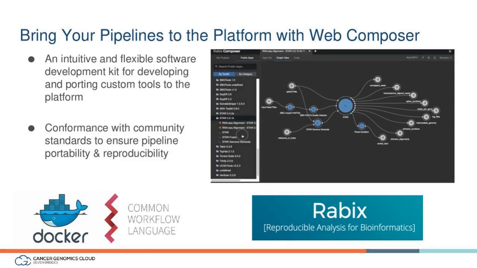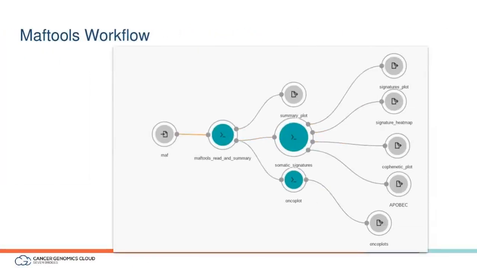You could actually use the graphical canvas to do that as well. So today, we're doing a very basic MAF tools pipeline, and this is the graphical representation of it. This is called a directed acyclic graph of our simplified workflow, which is a really great introduction to somatic mutation. So we're going to start with one or more MAF files.